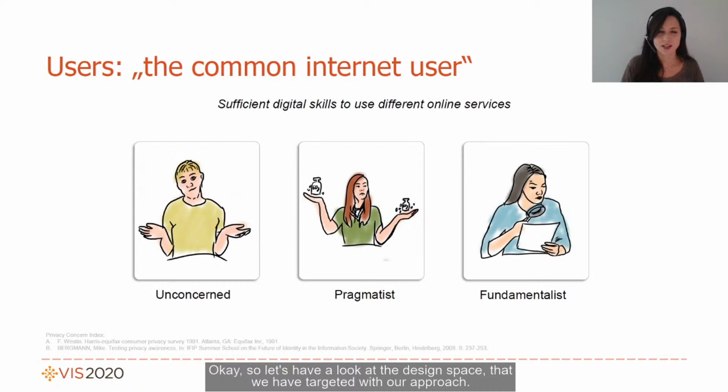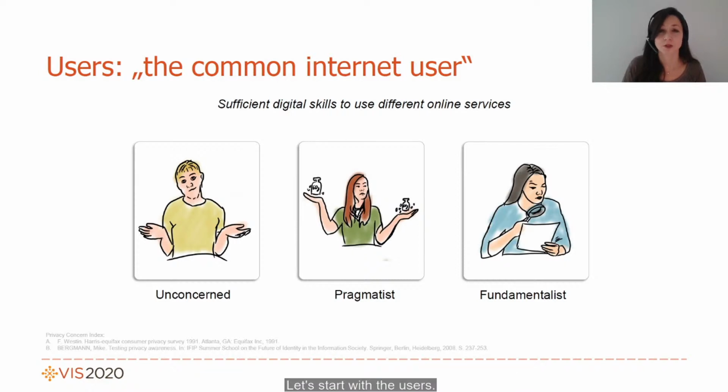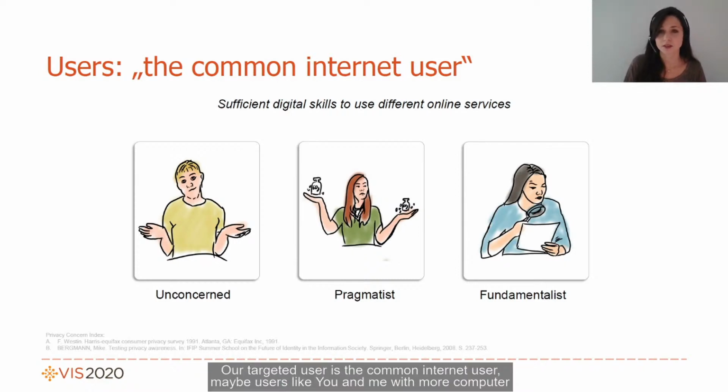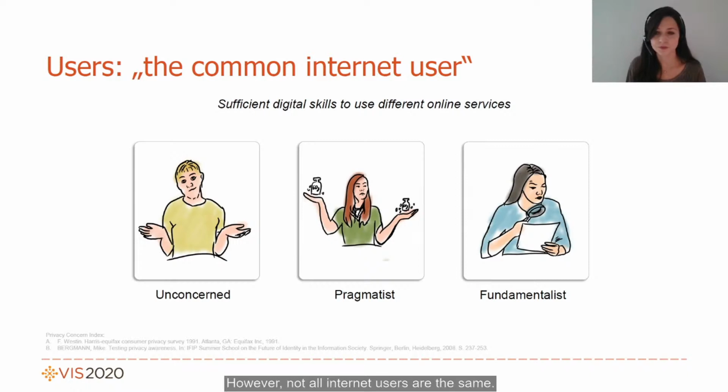Okay, so let's have a look at the design space that we have targeted with our approach. Let's start with the users. Our targeted user is the common internet user. Maybe users like you and me with more computer science background, but also friends and family with no explicit technical background. As a prerequisite, we have determined that the users must have sufficient digital skills to use online services such as Facebook, Twitter, Instagram, or Google. After all, we need to have an account with at least one of these services to provide some data for our tool. However, not all internet users are the same.